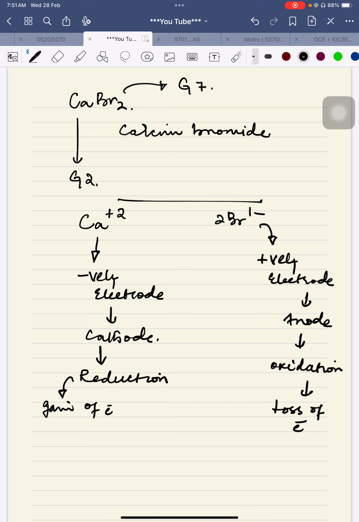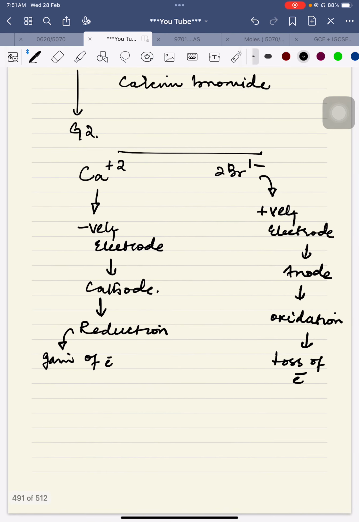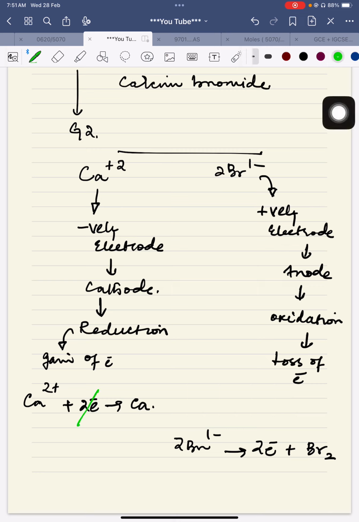Then we can say that here Ca2+ is going to gain how many electrons? 2 electrons, converting itself into Ca metal, whereas 2Br-, each bromide ion is going to lose 1 electron. Overall there will be loss of 2 electrons and then Br2. Okay, so what will be the resultant equation? The electrons gained and lost will be cancelled, and the final equation will be Ca2+, or Ca plus 2, it is the same thing, plus 2Br- arrow Ca metal plus Br2.